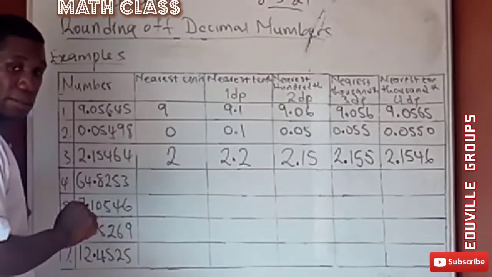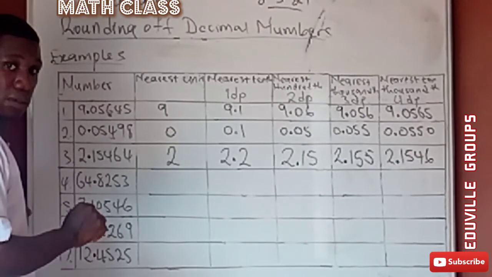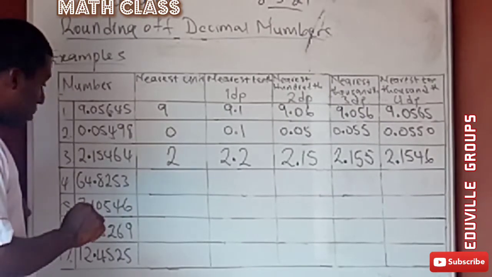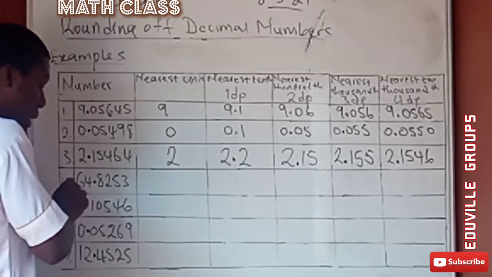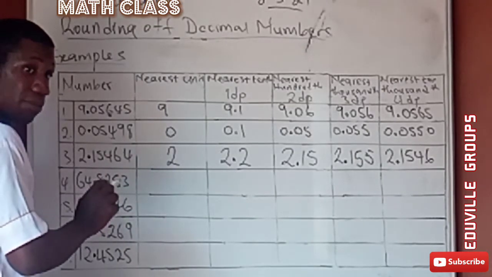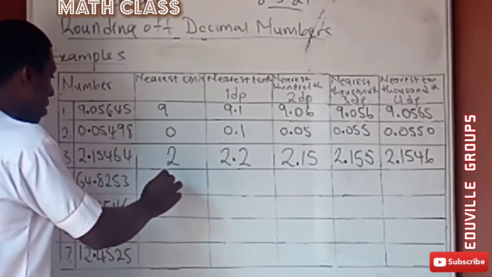Do you understand? So our answer is supposed to be, because this 8 is up to 5, we do 4 plus 1. 5. Are we going to throw away 6? Our answer is 65.